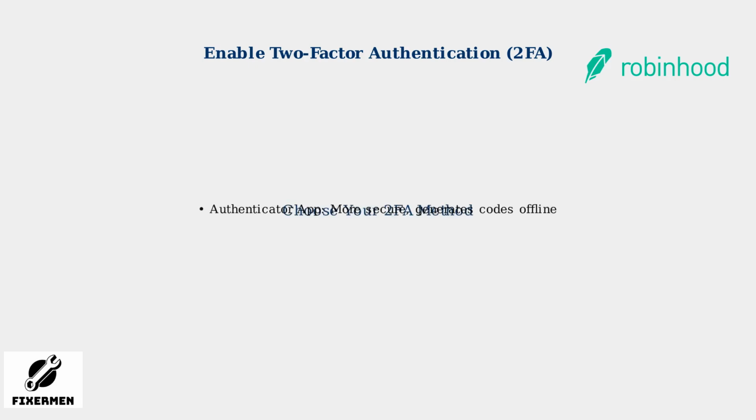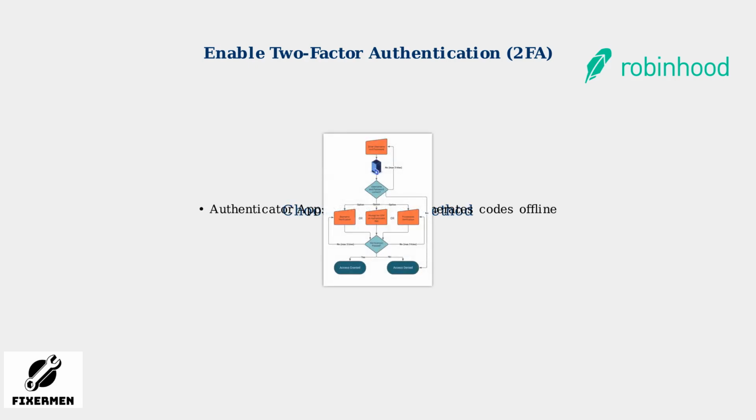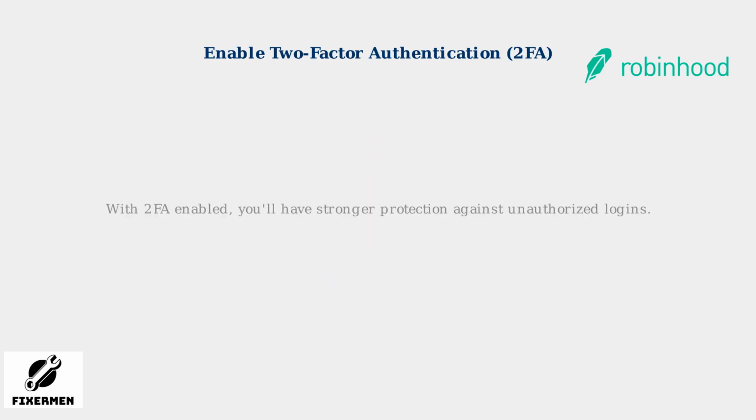Robinhood offers two main methods for 2FA. The Authenticator app method is generally more secure as it generates codes offline without relying on your phone's cellular service. Alternatively, you can choose SMS verification, where you'll receive a code via text message to your registered phone number. Once enabled, 2FA will require you to verify your identity each time you log in, providing stronger protection against unauthorized access and helping to minimize 401 errors.